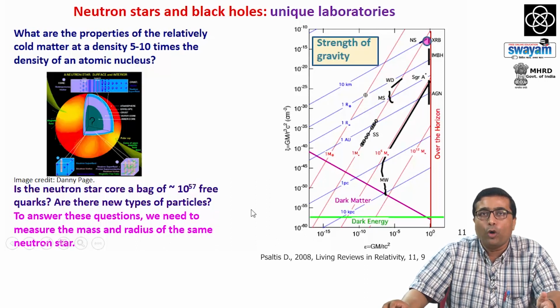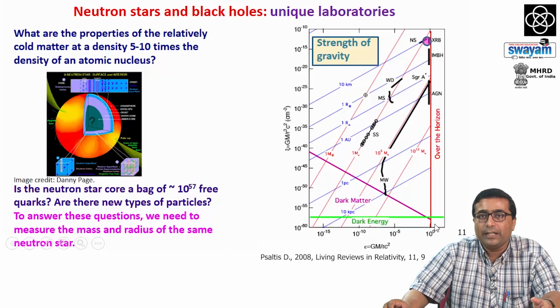Neutron stars and black holes are both extremely important to probe the possibly strongest gravity in the universe and the flow of matter in this strong gravity. In this particular plot, we have placed many objects in the universe, and this plot shows their strengths of gravity. Along the x axis of this plot is the parameter GM by R, where M is the typical mass of a particular object and R is its radius, while along the y axis we have placed GM by R cube.